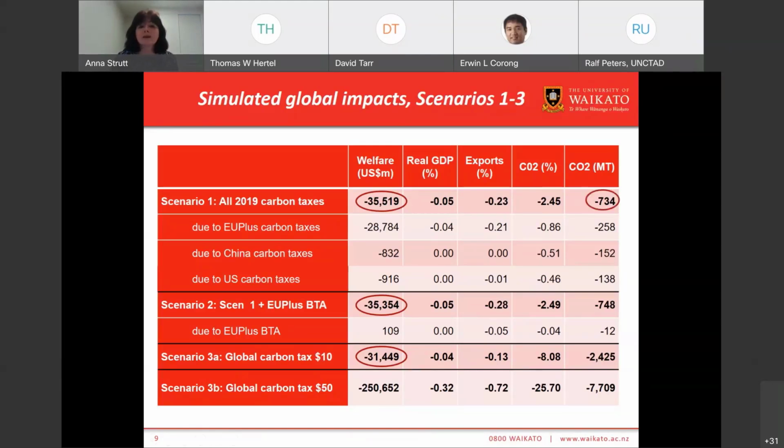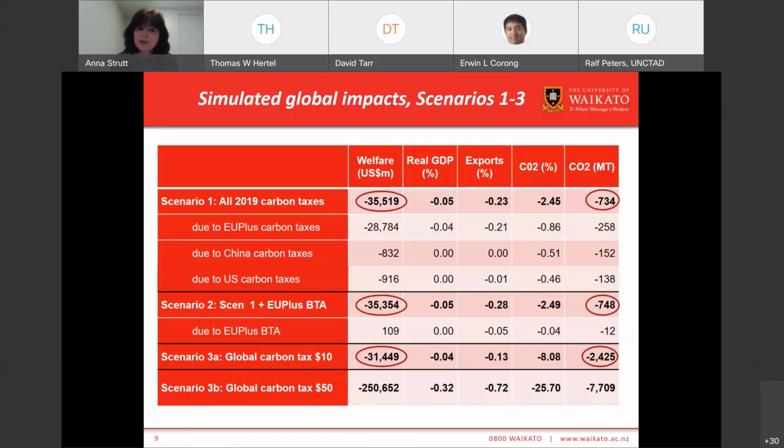When we look at the impact of that first scenario on CO2 emissions, it does reduce the CO2 emissions by about 734 if we're looking at the results in tonnes. If we look at the impacts of the second scenario, it's a further reduction, but it's not a substantial further reduction. And I think this is reasonably similar to the result that Ralph was finding.